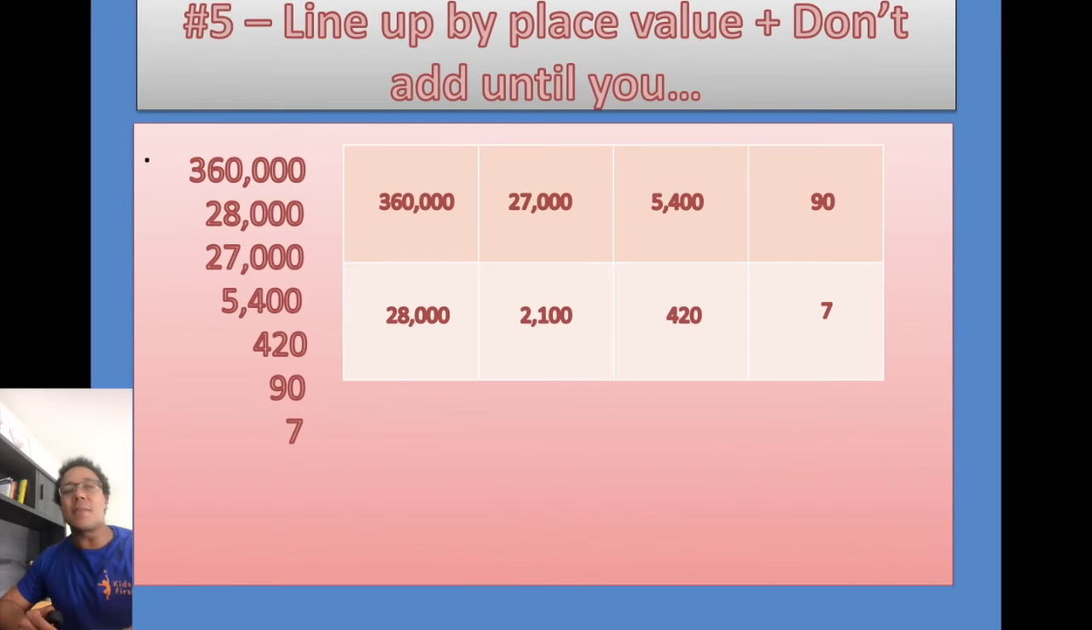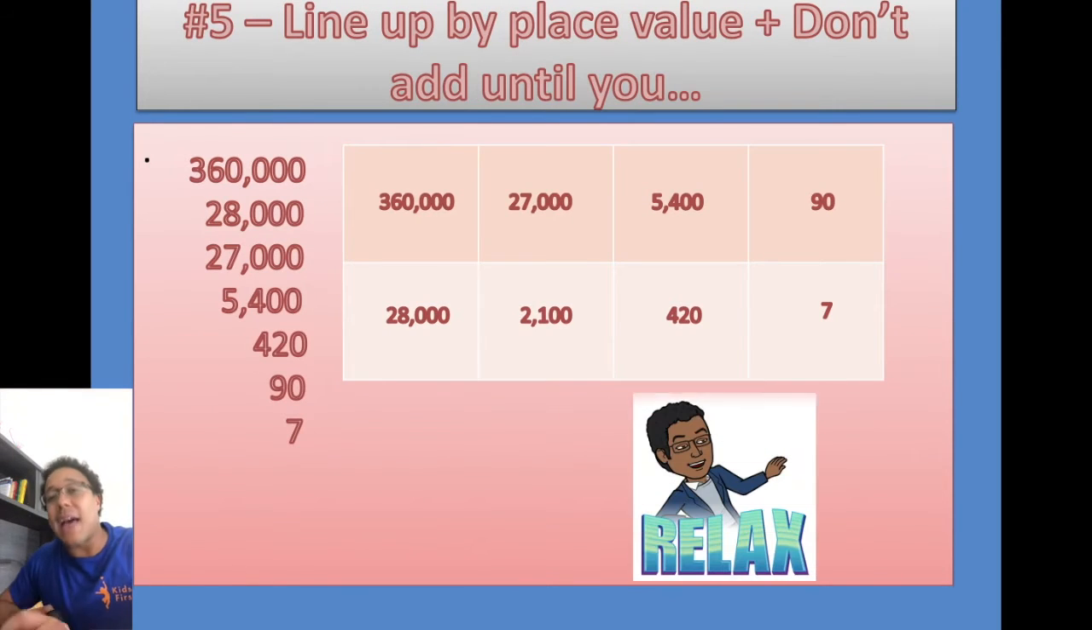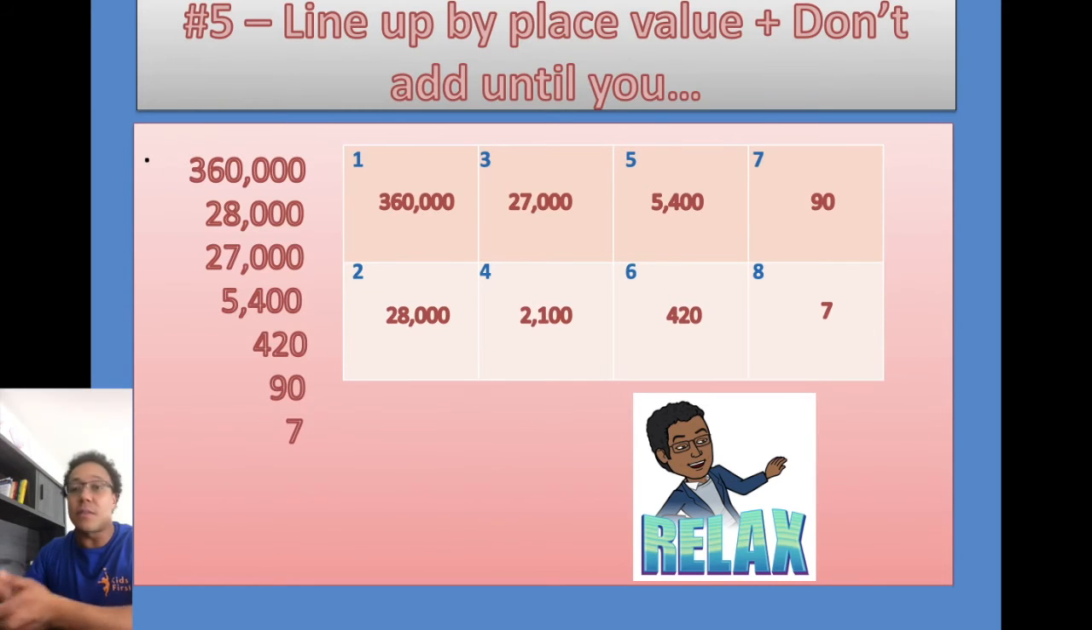Step 5, line up by place value and don't add until you're lined up. This is where the majority of my students make their mistakes. I really recommend, instead of writing out your numbers in any direction, let's say left to right, that you number your boxes. Do 1, 2, 3, 4, 5, 6, 7, 8, or 6, or 4, whatever your equations are. That way you won't forget a number when you're adding.